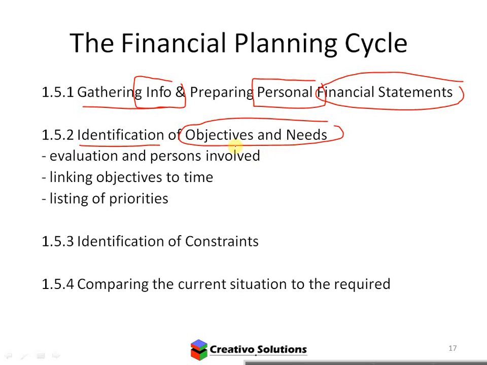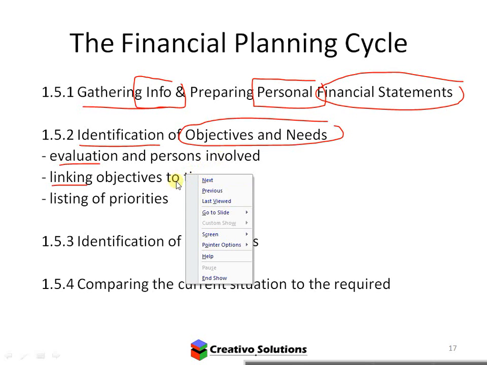Objectives are our goals. What do we need to achieve? And then the needs: what must we do? What do we have to do? Obviously you need to evaluate and check it. You need to link those goals, needs and wants to time. So if you want a Ferrari, when do you want the Ferrari? Next 5 years, next 10 years, tomorrow? That's linking objectives to time.